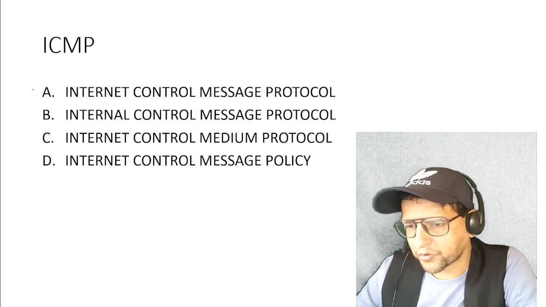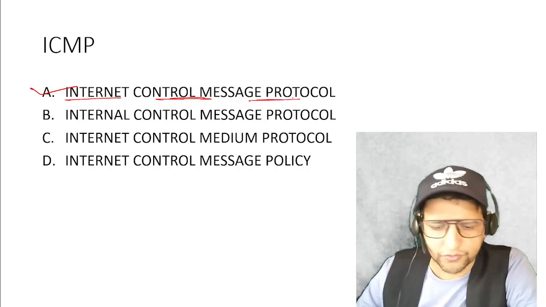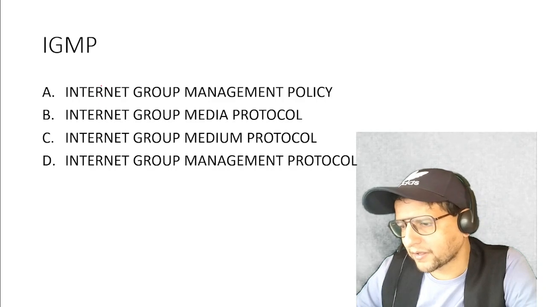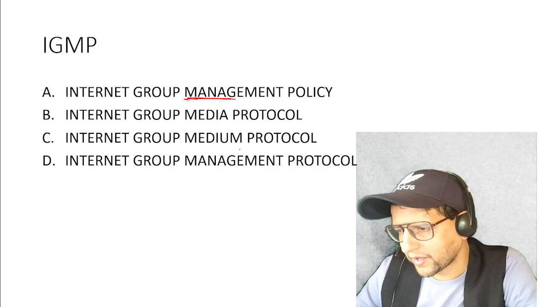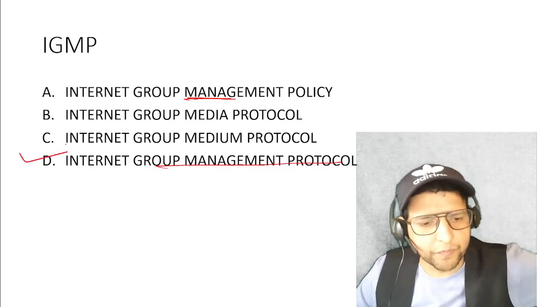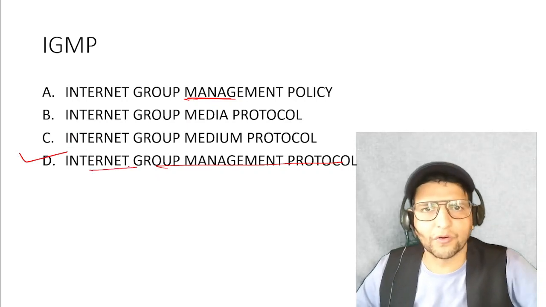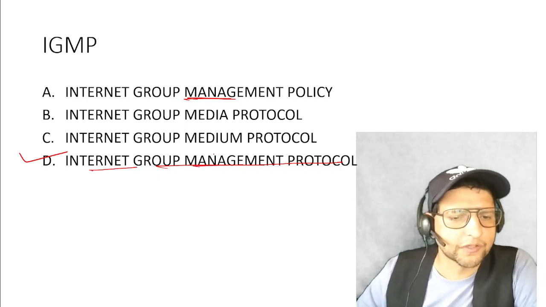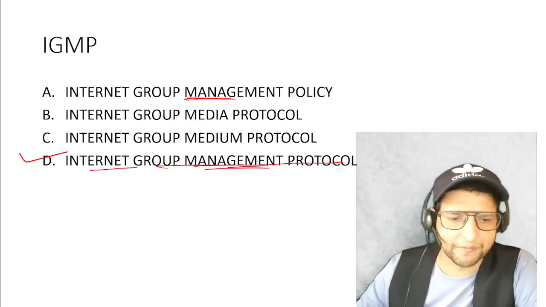Internet control message protocol. This is the protocol that ping uses to report those error messages. IGMP is Internet group management protocol. So it is a protocol, not a policy. This is the protocol which you have when you want anyone to join a group in multicast. You have Internet group management protocol, IGMP.